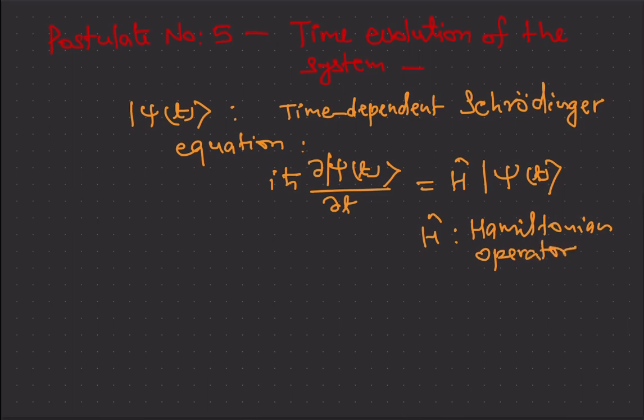So these five postulates fall into two categories. The first four describe the system at a given time, and the fifth shows how this description evolves in time.